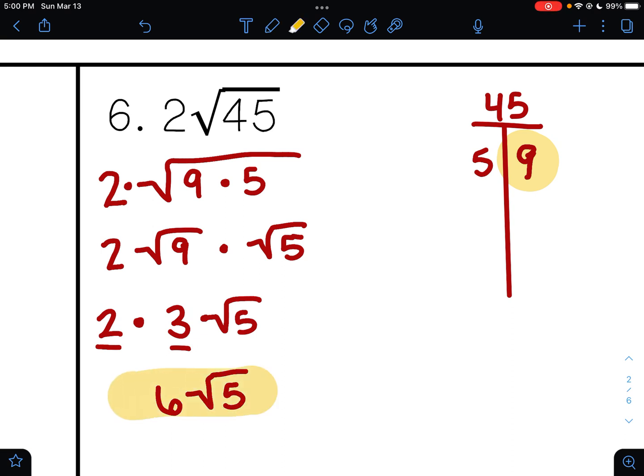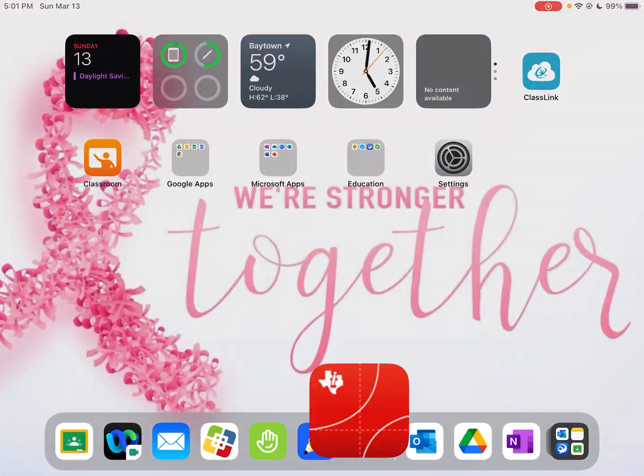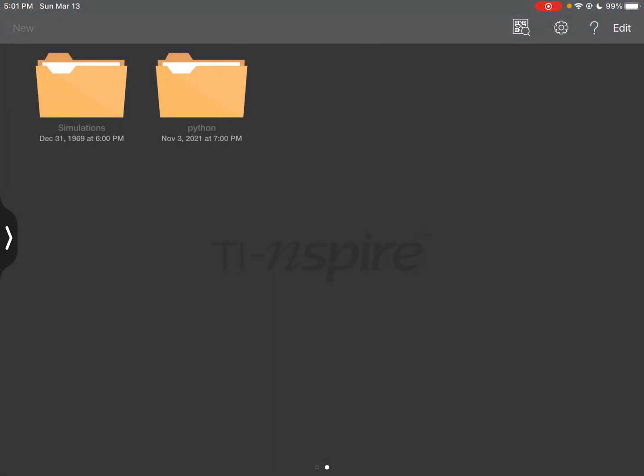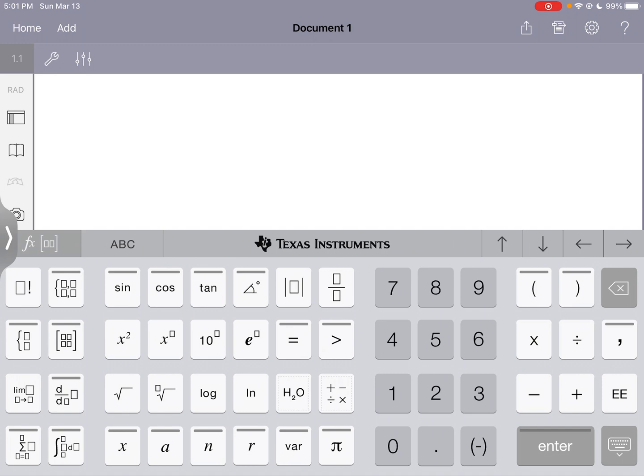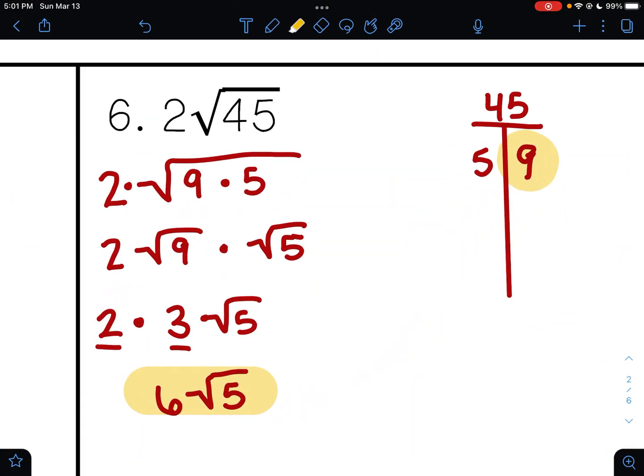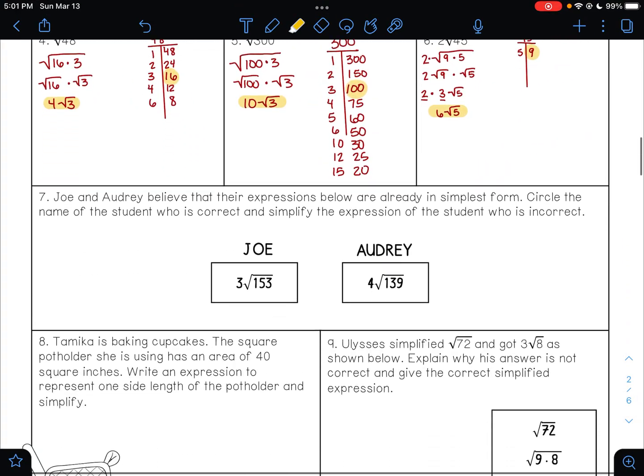Now, the nice thing about this is you can always check your answer with the calculator. I'm going to type in 2 square root of 45 and then 6 square root of 5 and show you that we get the same decimal. On the calculator screen, 2 square root of 45 gives us 13.4164. If I type in 6 square root of 5, notice I get the exact same decimal. So that's how you can check your work. But when we want it simplified, we don't want decimals. So it's important to know how to simplify the radicals. It's going to help us when we're talking about quadratic formulas coming up very soon.